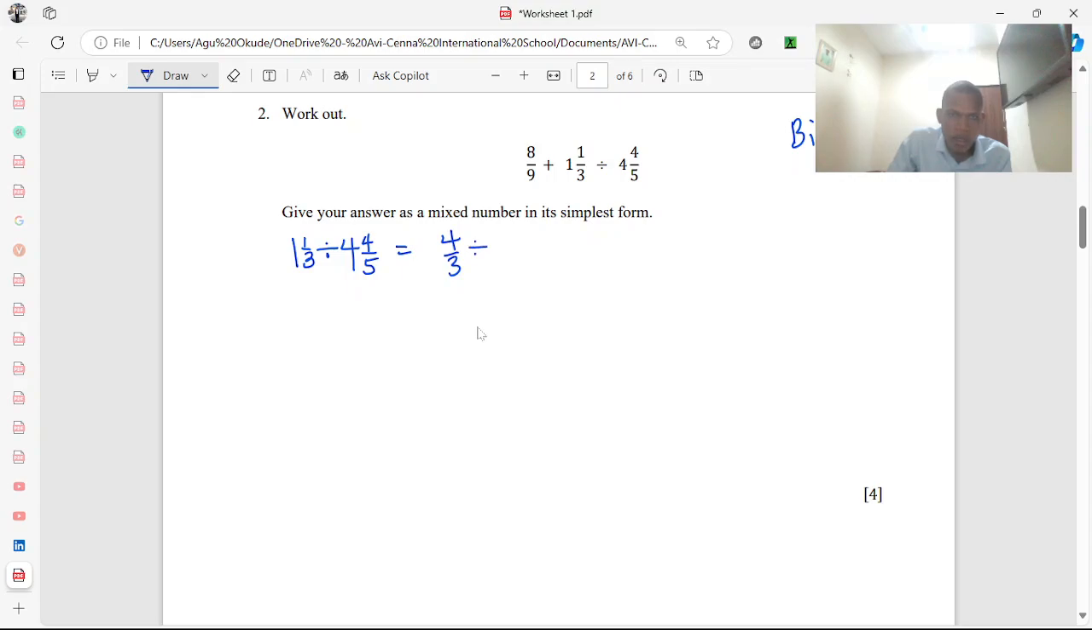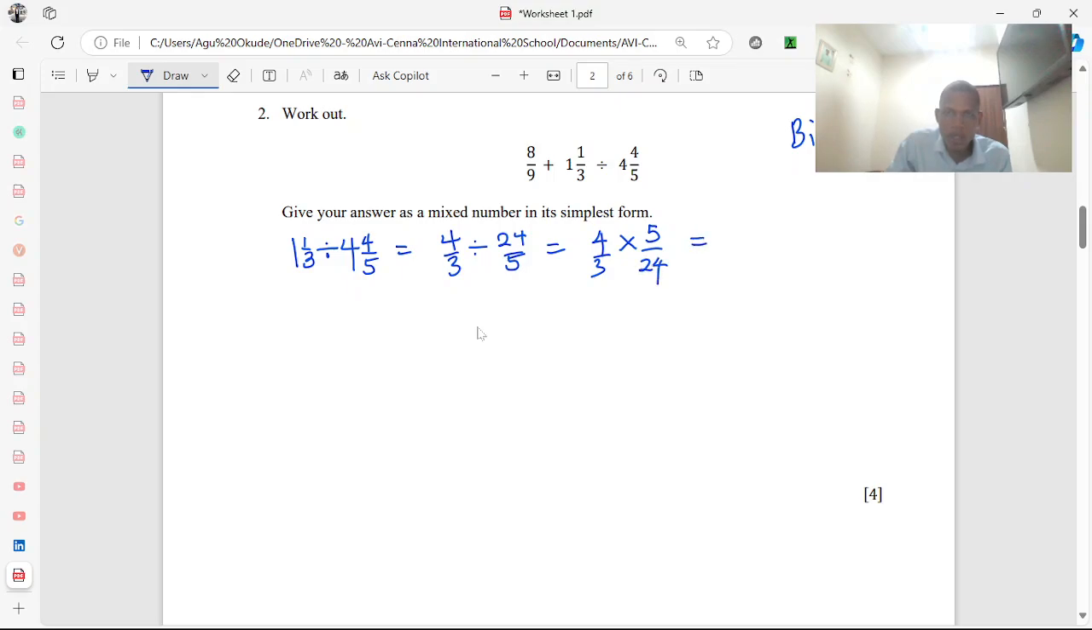Divided by 5 times 4, 20, plus 4, I have 24 over what? 5. Alright, so this is 4 over 3. Then don't forget, we must change this division into multiplication. So if we do that, you are going to somersault this fraction, which means you have to take the reciprocal of this fraction. So that means 5 goes up and 24 goes down.